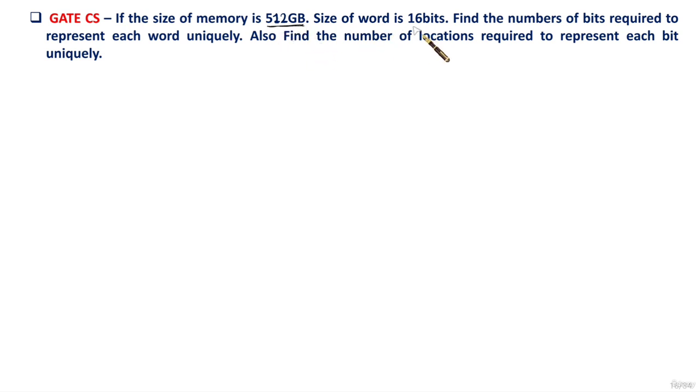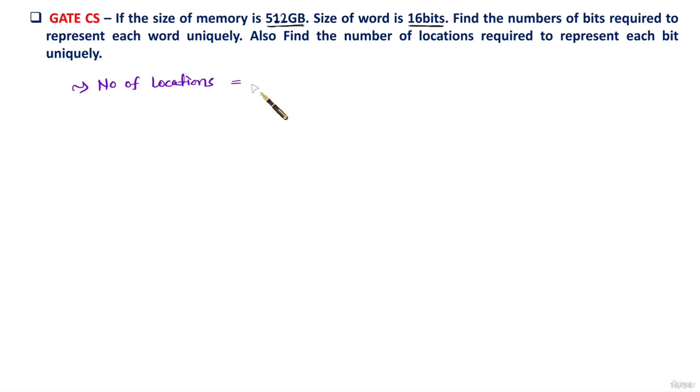Size of word is 16 bits. Now here we are having size of word that is 16 bits. Find the number of bits required to represent each word uniquely. So here we are dealing with identifying how many bits are required to represent each word. So first of all, we need to identify how many locations are there, right? So let us find first how many locations are there.